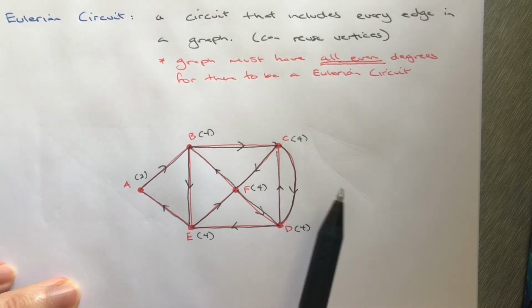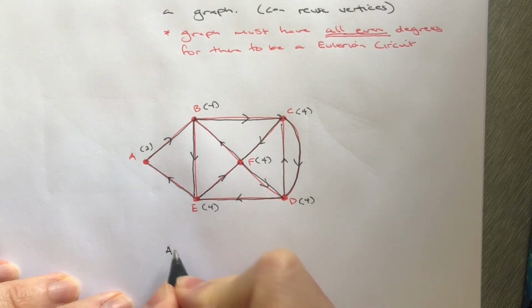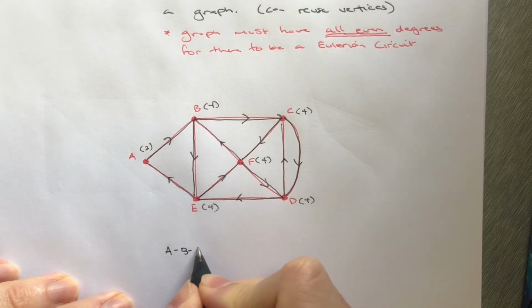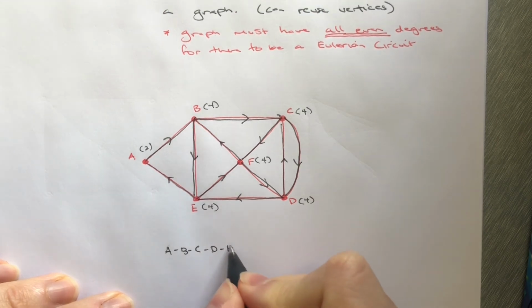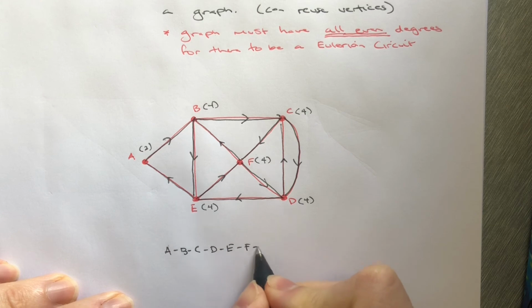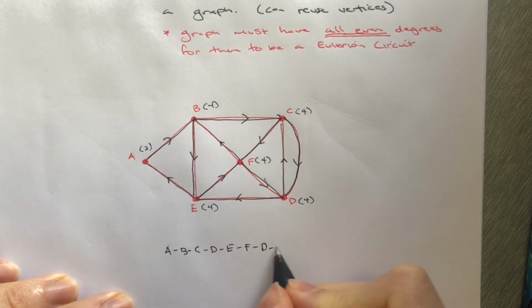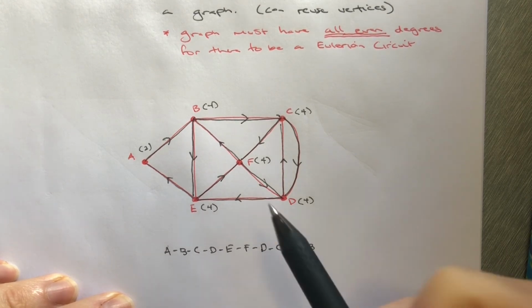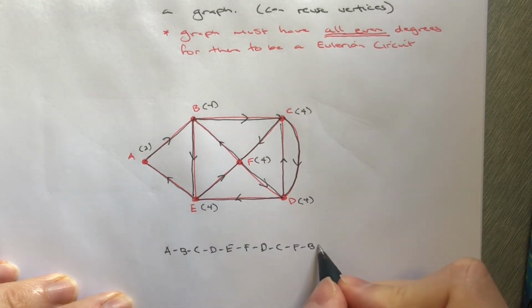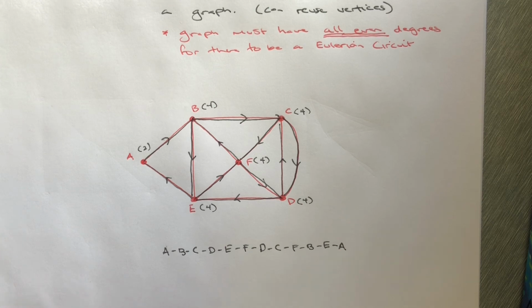Now I just want to be clear about the path that I've used, so I'm going to write down those letters again. I started at A, then went to B, then C, then D, then E, then F, then D, I went back to C, then F, then B, then I went to E, and then finished back at A. All right, so there we go. That's how you do Eulerian trails and circuits as well.